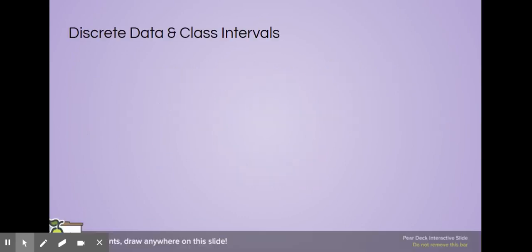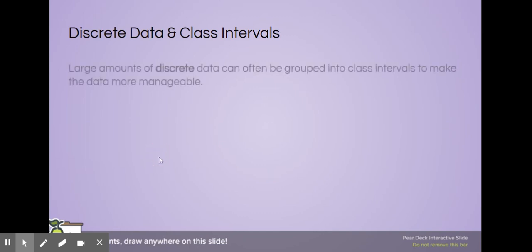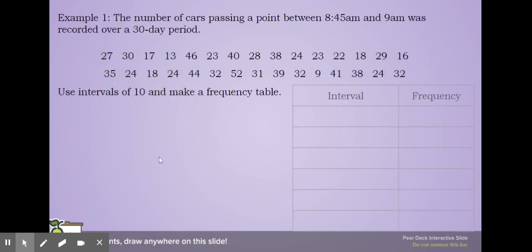So we've talked about how discrete data and continuous data are different. And we also mentioned that continuous data, when we put it into a frequency table, should have intervals. That doesn't mean that discrete data can't also have class intervals. We usually use class intervals with discrete data when we have a large amount so that it can make the data more manageable. And that's exactly what we're going to do in example 1.